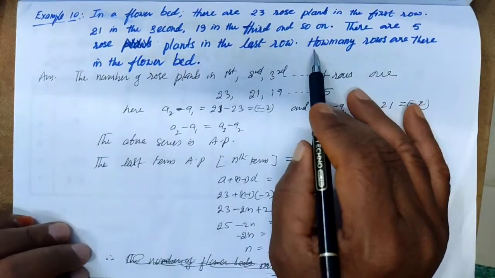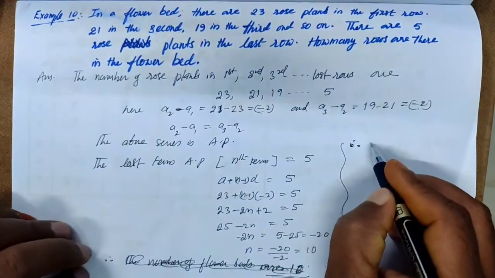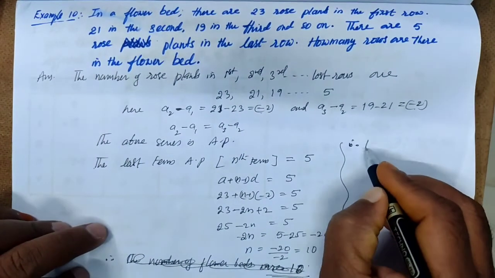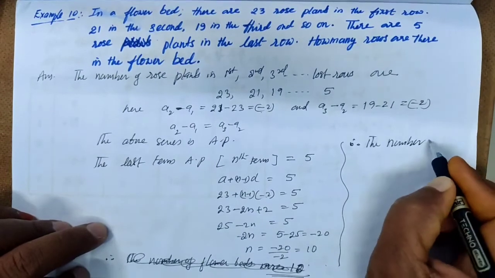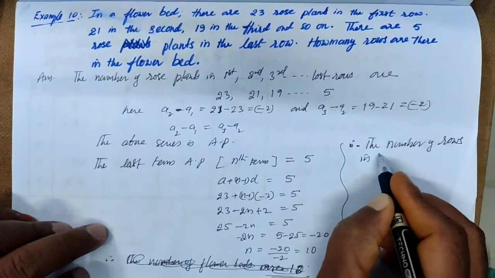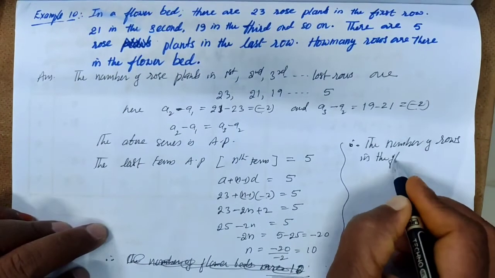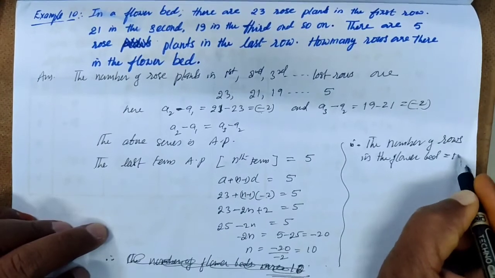So he asked to find how many rows there are in the flower bed. So the number of rows in the flower bed is equal to 10. So this is the answer.